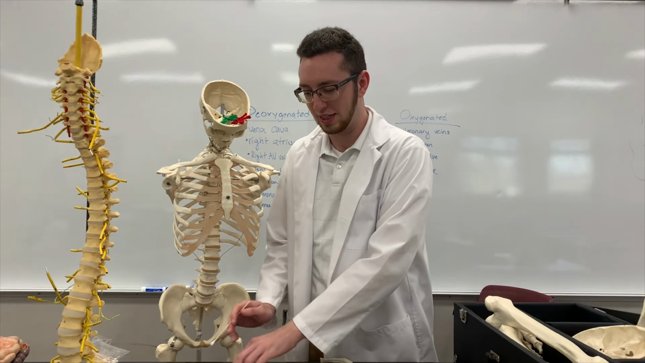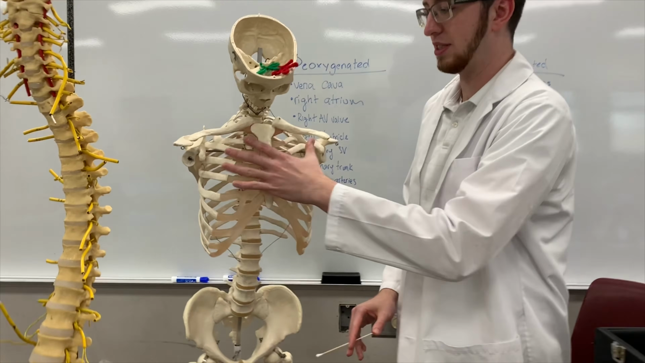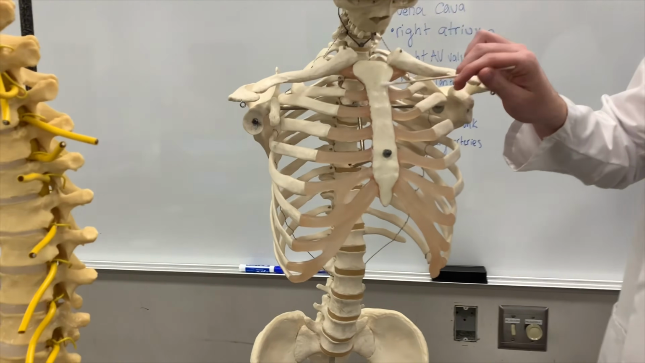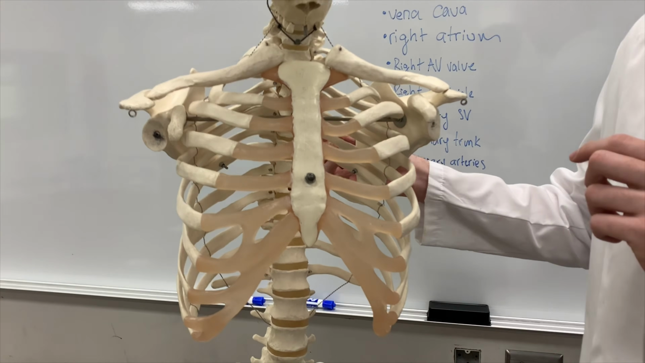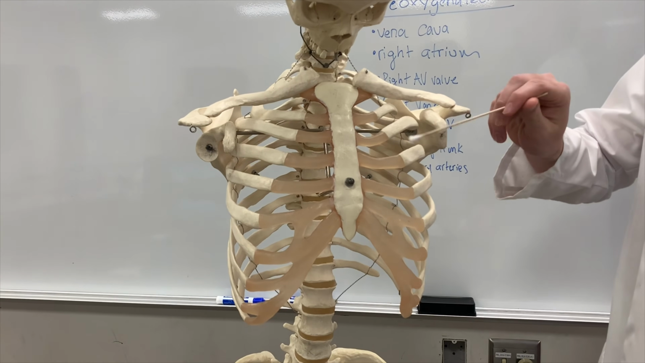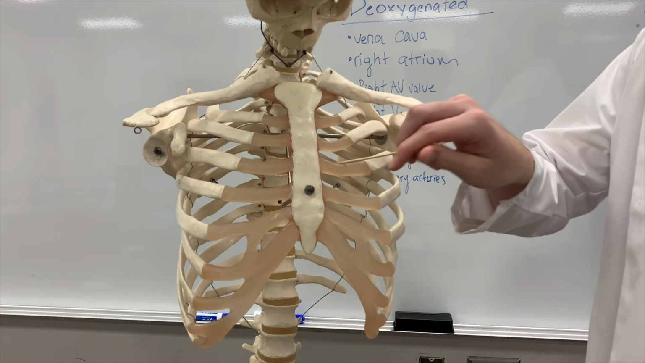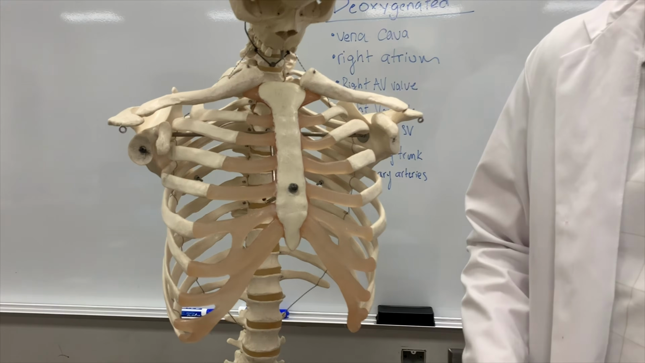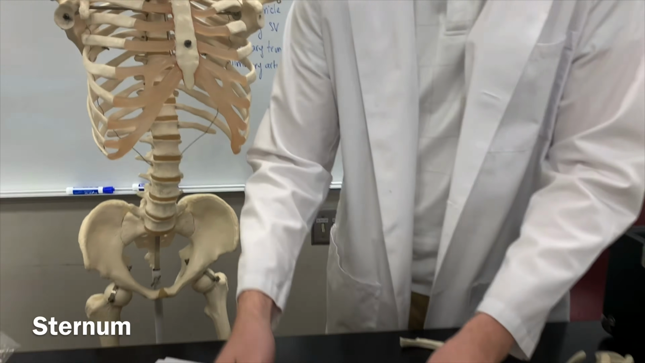All right, guys. So today we're going to go quickly over the thoracic cage. So the thoracic cage is this area right here. It consists of your sternum and your rib cage and your vertebrae. And it protects your internal organs, particularly your lungs in here and your heart kind of in the middle. So the first thing we're going to go over is your sternum, which is this whole thing right here.